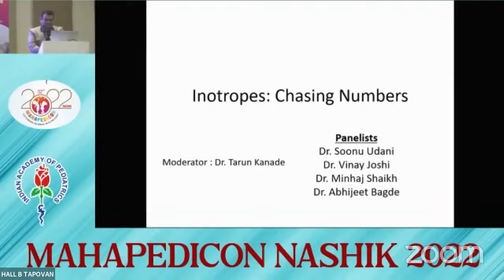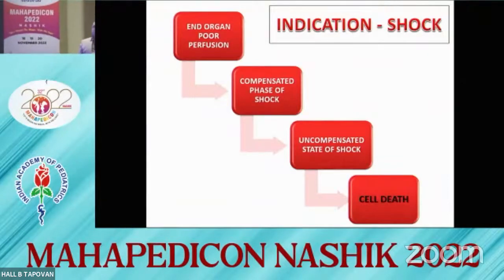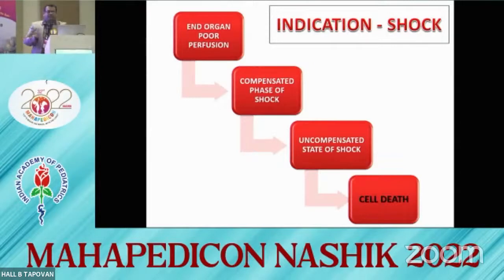So basic indication for inotropes is shock. So what is shock? Shock is basically end organ poor perfusion. There is a compensated phase of shock in which the body tries to maintain normalcy as much as possible, whatever reserves it has. The amount of reserves differs according to age group, according to the stature of the child, the structure of the child's body.